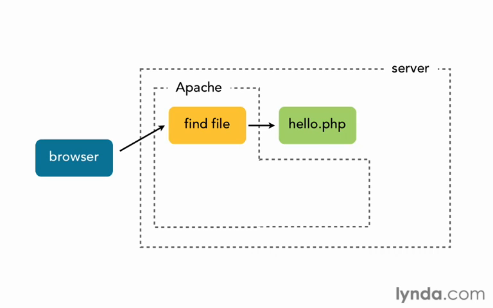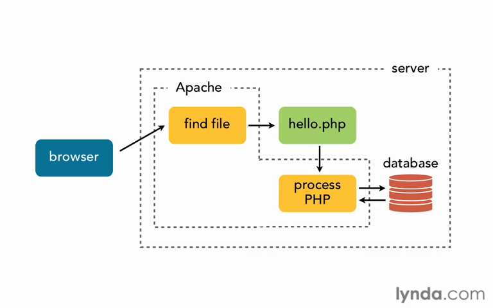Apache grabs that file and then says, okay, I see that it has .php at the end. There may be PHP in here that needs processing. No problem. I will do that. So it goes to process the PHP. In the course of doing that, it may need to go back and forth to the database a couple of times. It may need to request some information from the database, store information in the database. All sorts of things can happen as it goes back and forth between there.